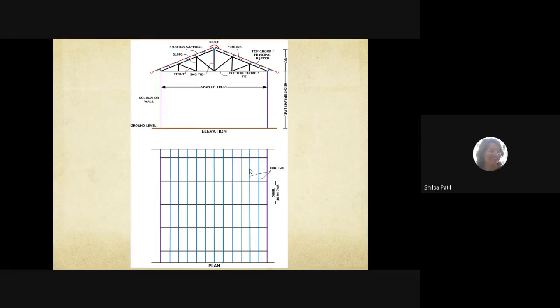Any doubts in this? Because this is going to be your first sheet. A specific group will be provided with a specific type of truss, and this diagram you have to represent in your first sheet. So any doubts in this?